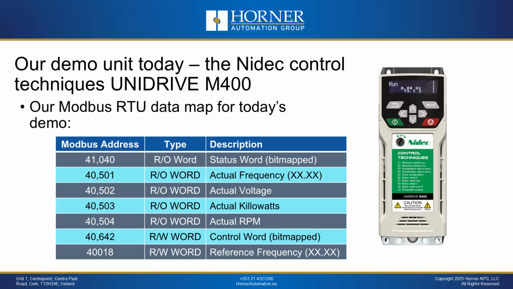40643. And here's a list of the data we accumulated for our demonstration today of the Modbus data, and we are going to be reading and writing from and to the drive. And you can see it listed here. It includes a status word, a control word, which are mapped registers where each bit has different meaning.